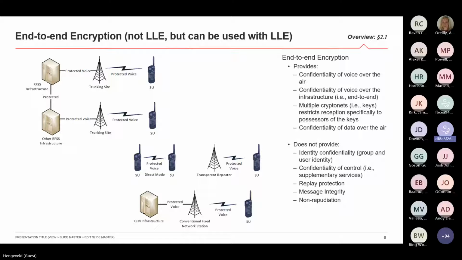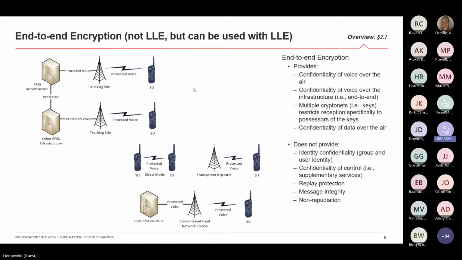Sorry, repudiation is disavowing what somebody clearly heard you say. Non-repudiation prevents you from being able to do that. So end-to-end encryption is a very important tool, obviously. It doesn't do everything, but everything it does, it does well.